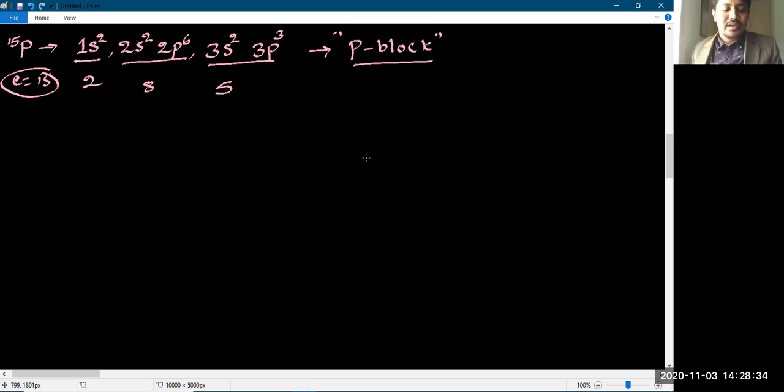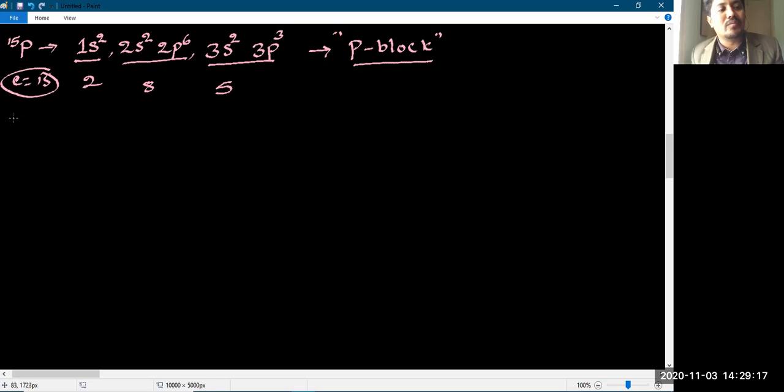Is it clear? The elements whose atoms receive the last electron in the s orbital belong to the s block. The elements whose atoms receive the last electron in the p orbital belong to the p block elements. The elements whose atoms receive the last electron in the d orbital belong to the d block, and f orbital means they belong to the f block elements. I hope it's clear to you.